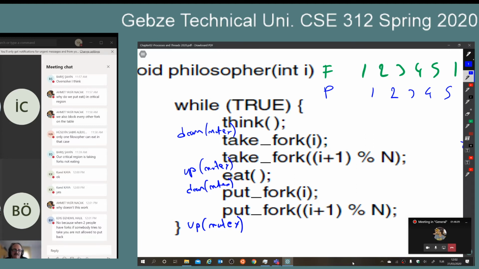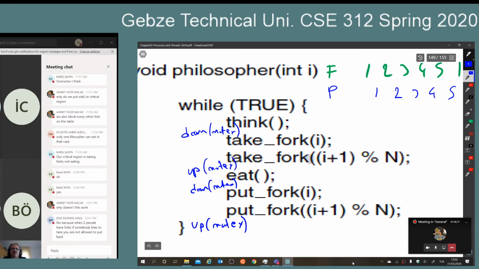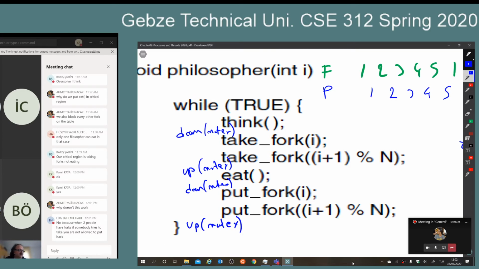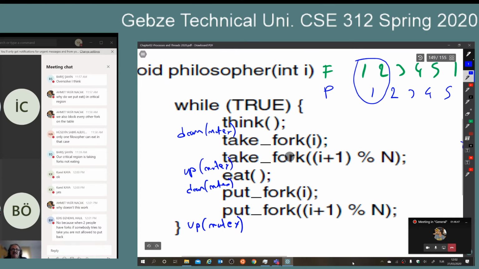So the thing is this, okay? When two people have forks, if somebody tries to take one, you're not allowed to put it back. Let's say, as process number 1, I took fork number 1 and fork number 2, and I started eating.